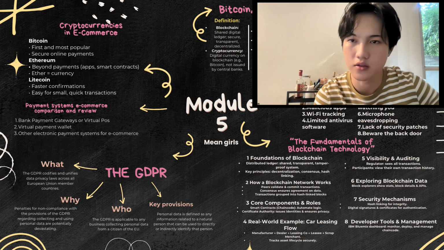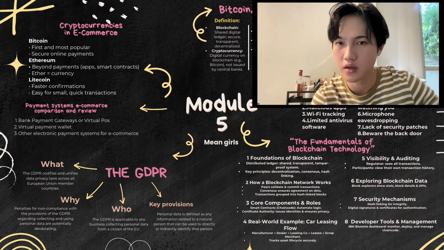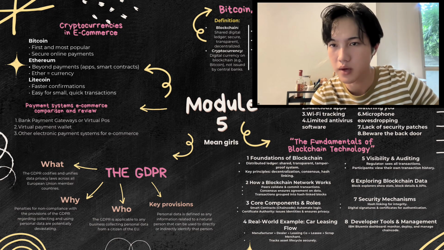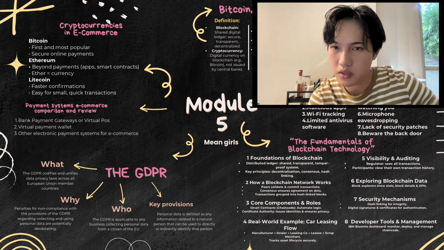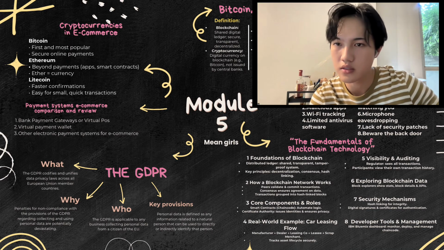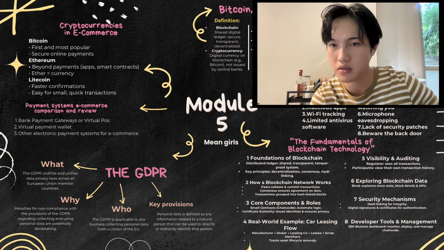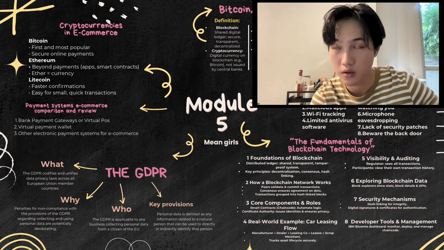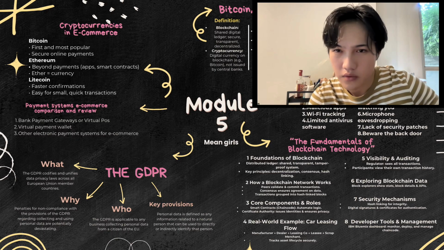Let's take a look at cryptocurrencies in e-commerce. There are three main types of cryptocurrencies that are commonly used in e-commerce. First is Bitcoin. This is the most popular and widely accepted cryptocurrency. Many online stores already support it. It's known for its security and is often used as an alternative to traditional payment methods like credit cards or PayPal. Second is Ethereum.